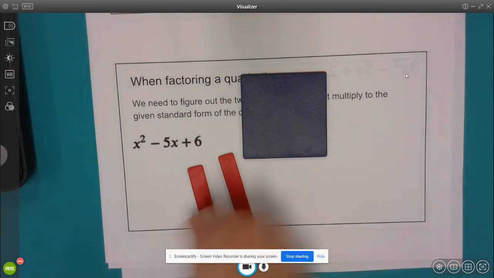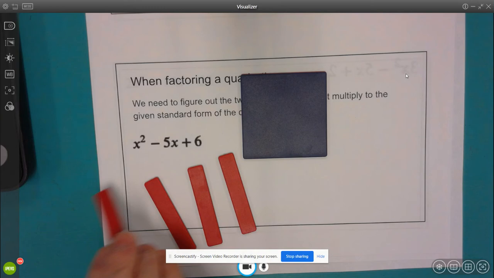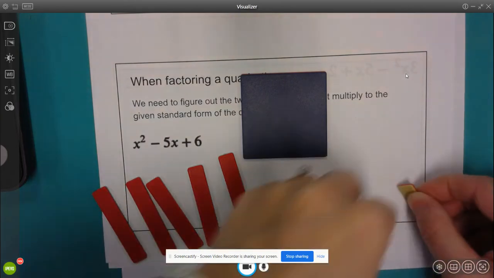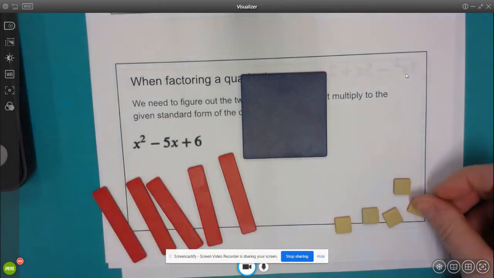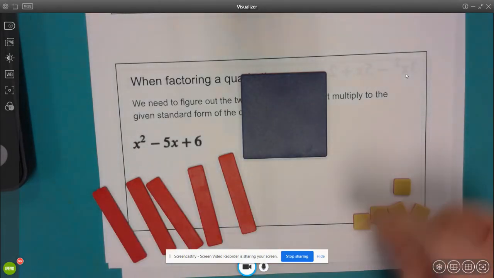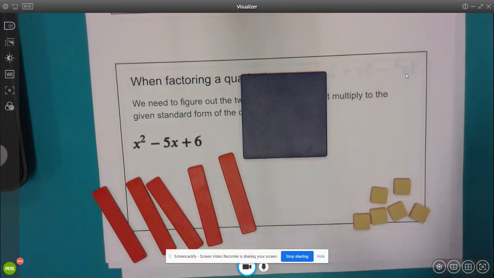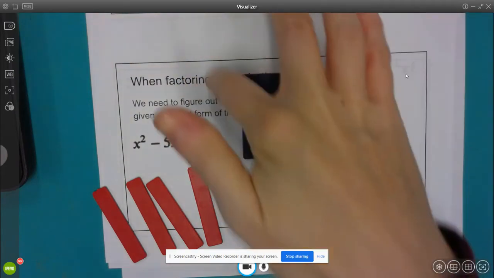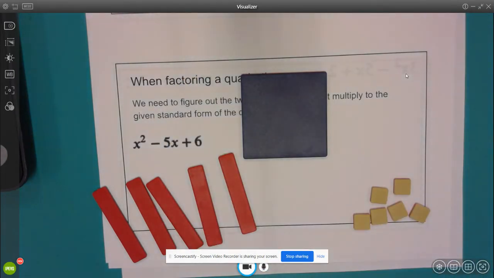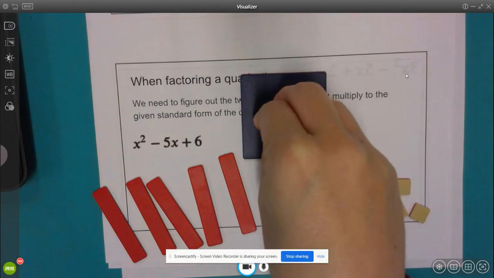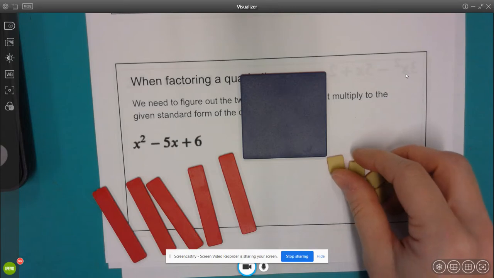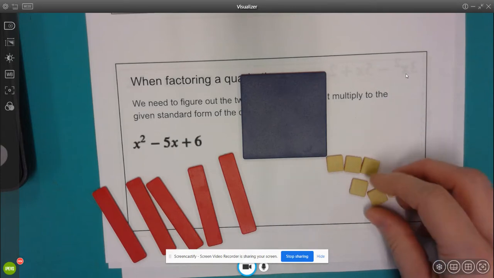These red rectangles are going to represent my negative 5x. And then I have plus 6. 3, 4, 5, 6. Okay. So ultimately my goal with these is to create a rectangle, and I'm going to find the length and the width of this rectangle. So my x squared term is always going to be in the top left corner, and my singles are always going to be in the bottom right corner.